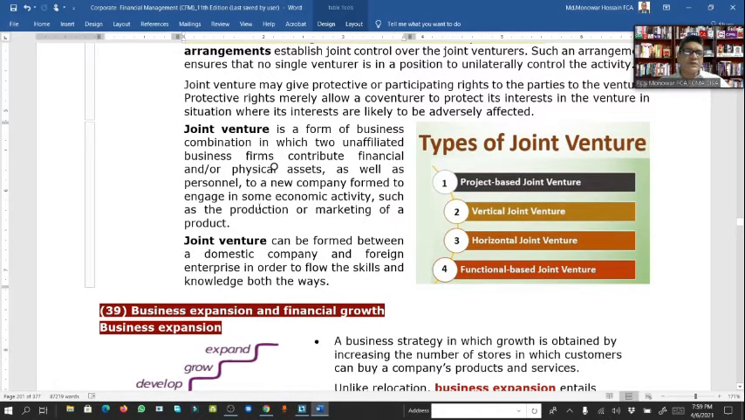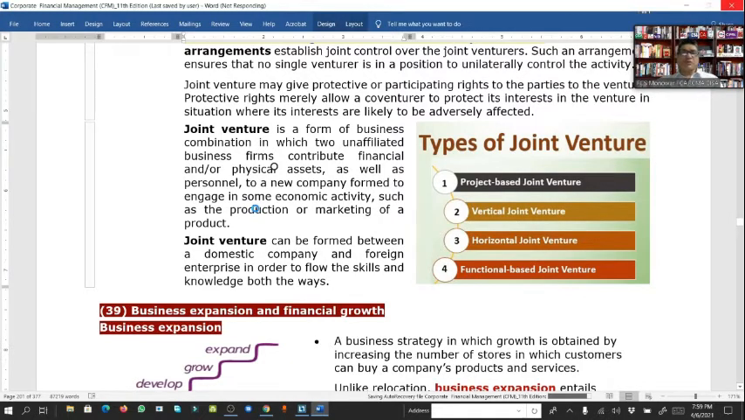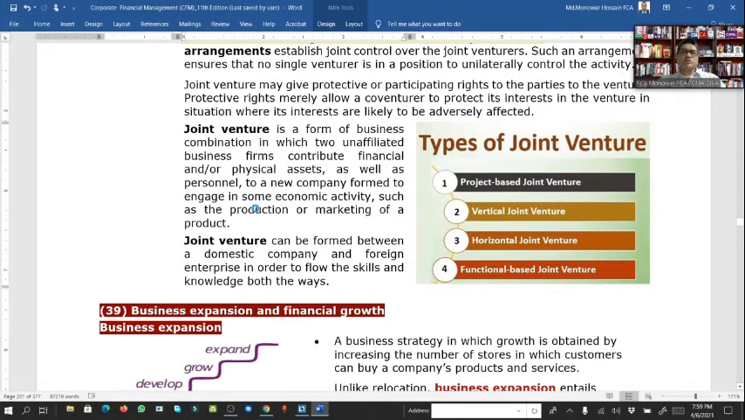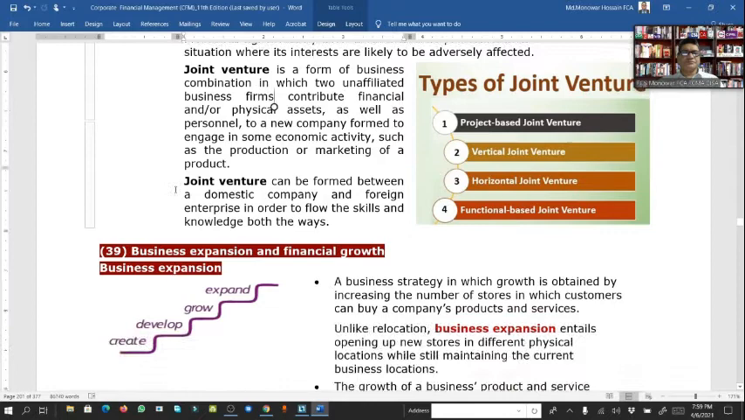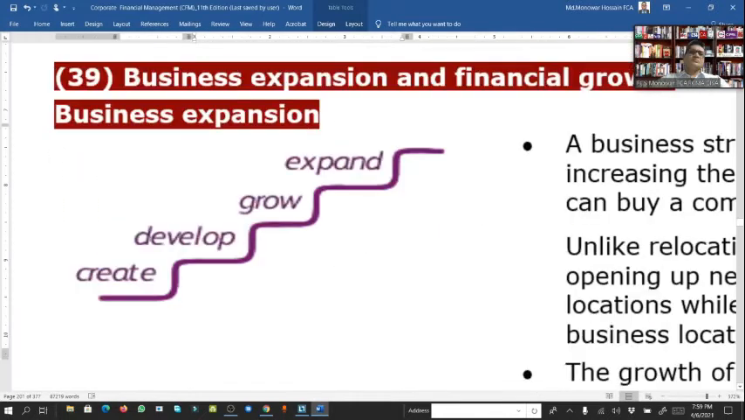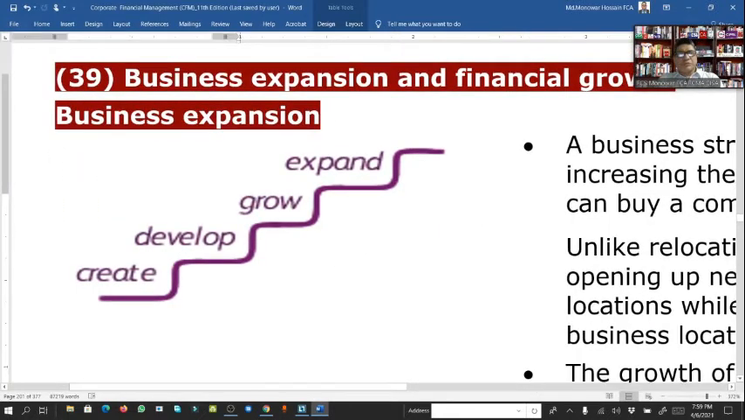The joint venture can be between a domestic company within the country, and also with a foreign entity. This allows the flow of skill and knowledge in both ways, from outside the country to inside and from inside to outside. Business expansion can be possible this way.